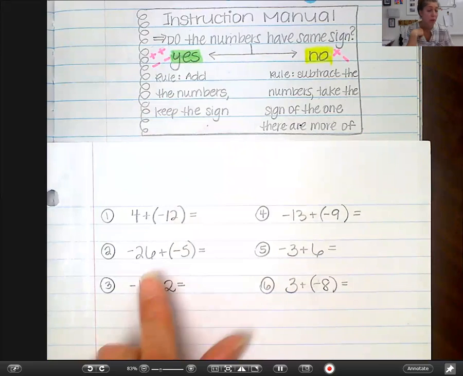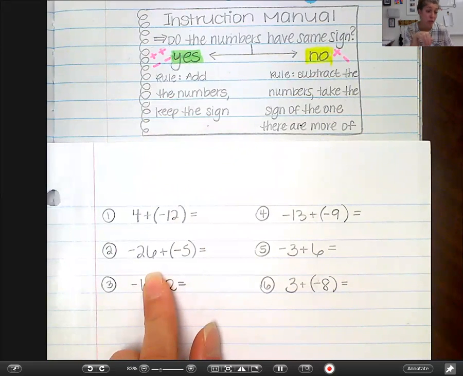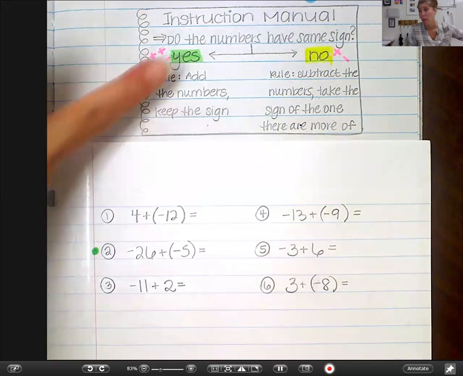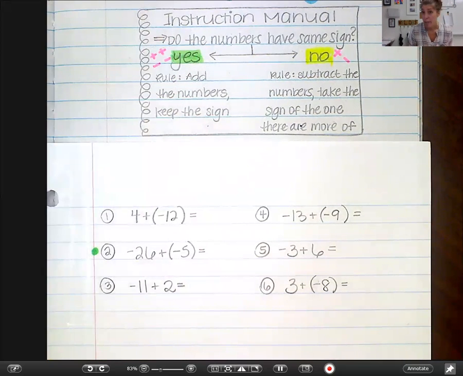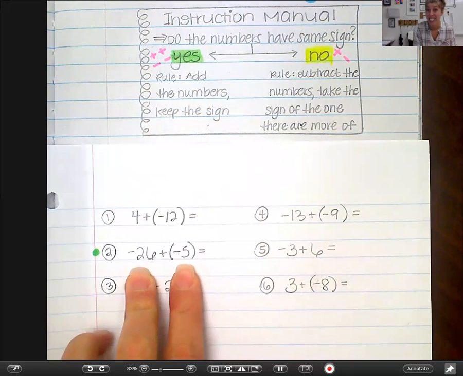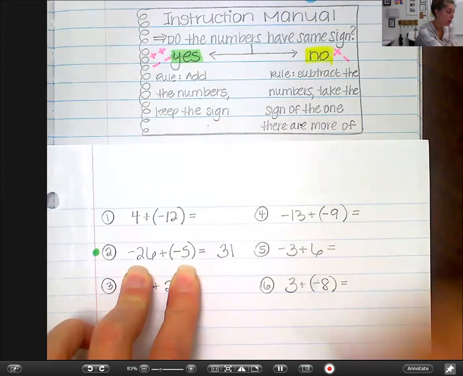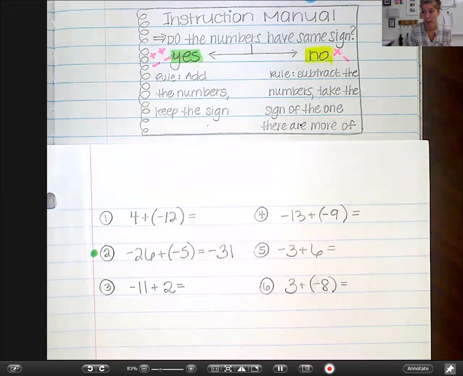For example, in my question 2 down here, I have 2 of the same sign that I'm adding together. So I'm going to label this as a green example. That's why I did that green up there. So the signs are the same. And what do we do when the signs are the same? Add the numbers, keep the sign. So I'm going to add 26 and 5, and then I'm going to keep the sign the same. Negative, right? And again, really daydream about your algebra tiles, what it would look like. And hopefully that is something you feel good about, okay?